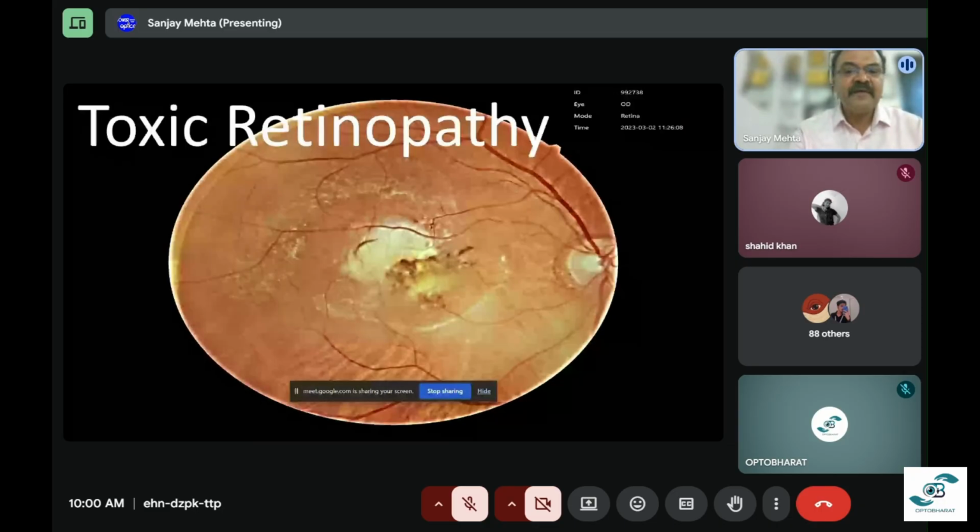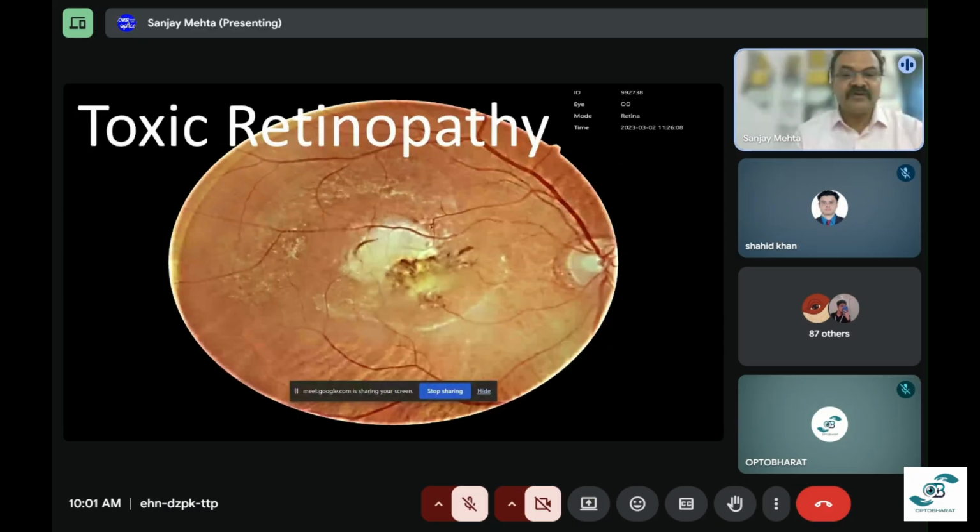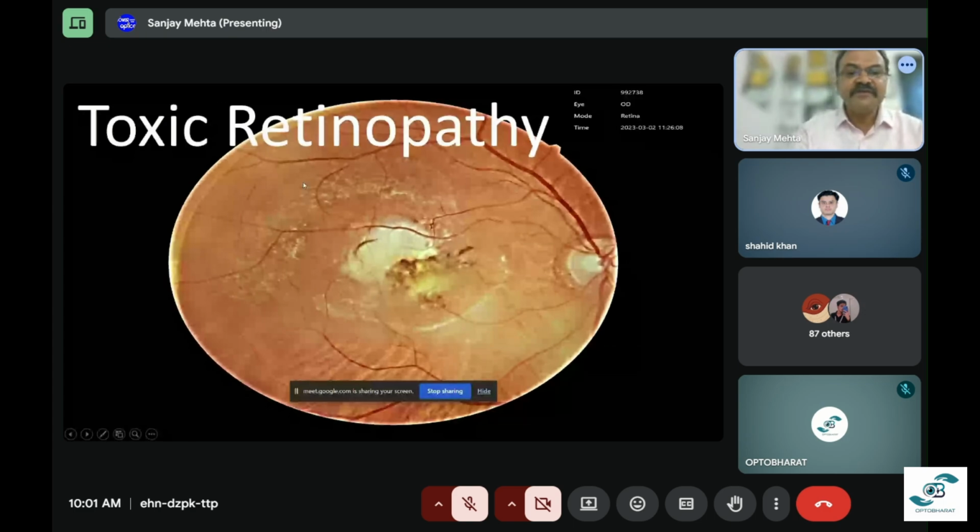Now this is called toxic retinopathy, wherein this gentleman has been working in railways and was handling batteries for almost 25 years. Over a period of time, because of exposure to those toxic fumes and the battery, which of course has so many other harmful things, he has developed this toxic retinopathy. The macula is totally damaged. Absolutely, vision is very, very poor here.